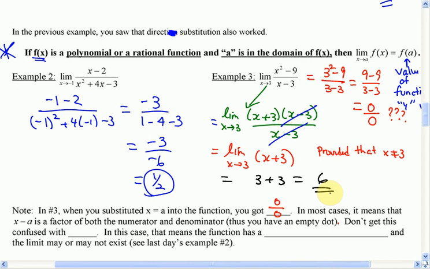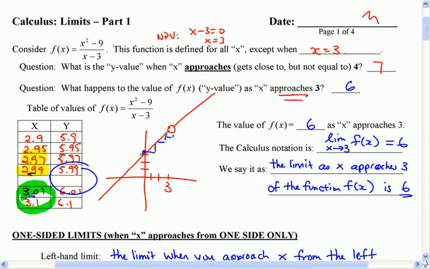Okay, and confirming what we had last day, the limit as x approaches 3, it gets closer and closer to 6. At 3, it doesn't equal 6, so the value at 3 does not exist, but the limit at 3, when it gets closer and closer to 3, does exist. And you can see that the value gets closer and closer to 6. Okay?